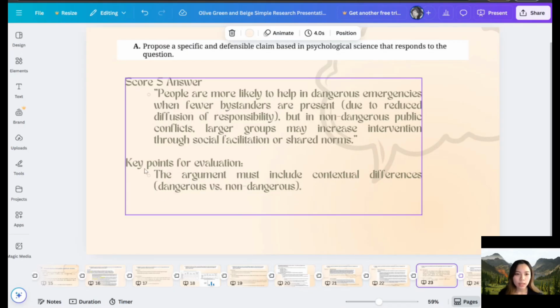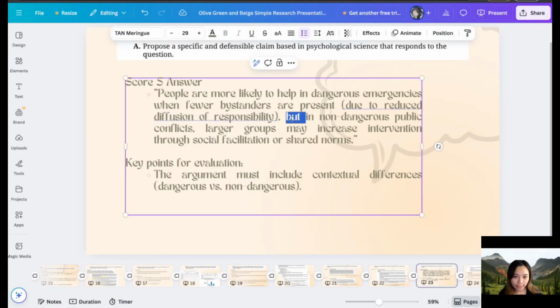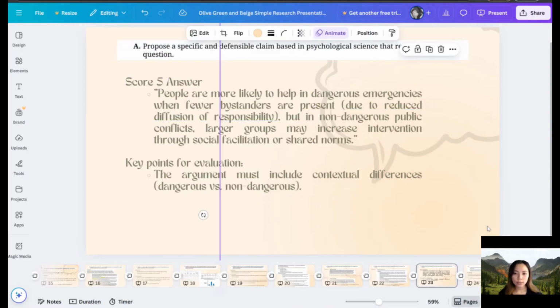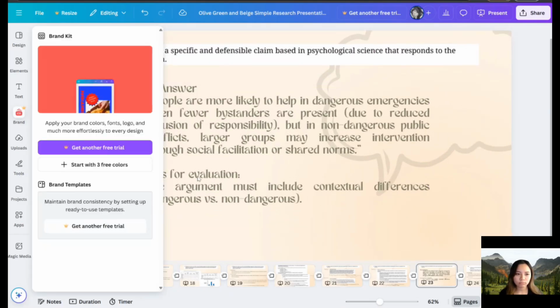Okay. So the example I gave is: people are more likely to help in dangerous emergencies when fewer bystanders are present due to reduced diffusion of responsibility. That is sources 1 and 3. But in non-dangerous public conflict, larger groups may increase intervention through social facilitation or shared norms. The word "but" right here is really, really important so that you can turn the conflicting summaries into a good claim. Okay.